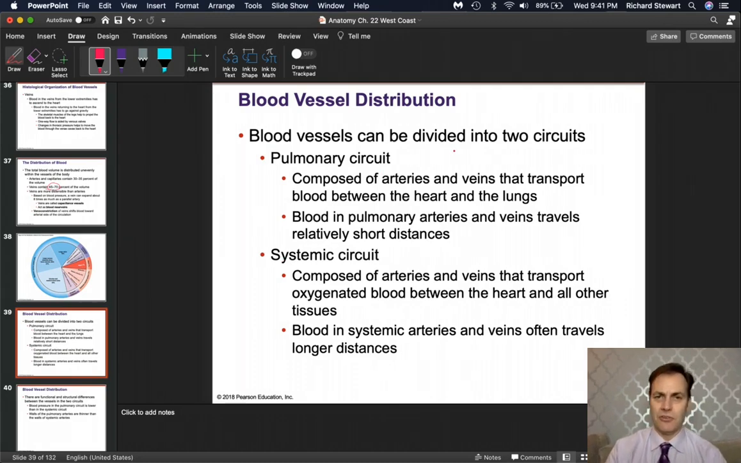Okay, so the circuits. We have our pulmonary circuit, which I already talked about, and our systemic circuit. Remember, the pulmonary is going to be pulmonary artery to the lungs, pulmonary vein from the lungs. Systemic is going to be aorta all the way around the body, vena cavas back to the heart.